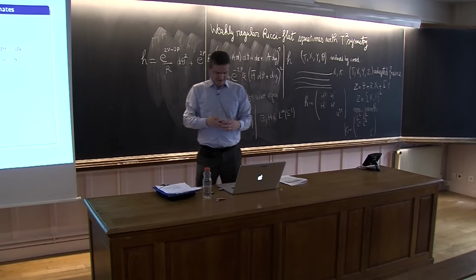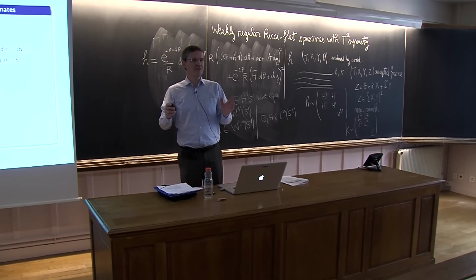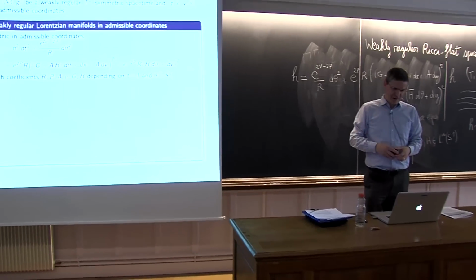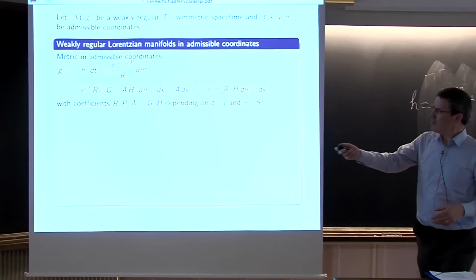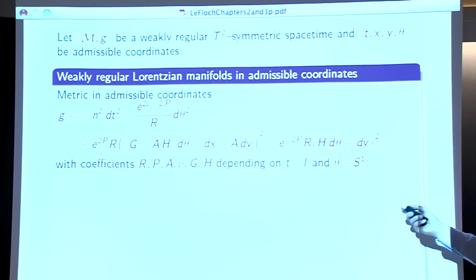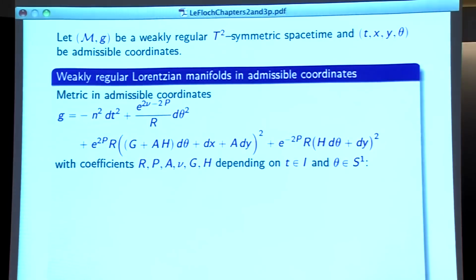I can now show you the set of PDEs that you have all been expecting, hoping for. Now we have a space-time metric given in this form. Of course the spatial part has not changed like before. It depends on these coefficients, R, P, A, nu, G, and H. Now for the time part, you remember the form that we had assumed for the metric. We had this additional term minus N squared dt squared, where N is called the lapse function.